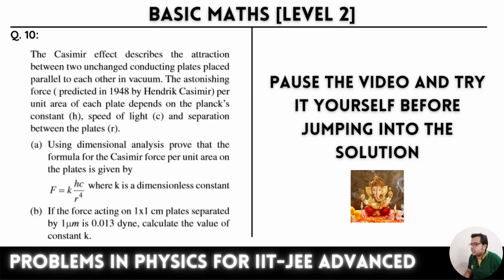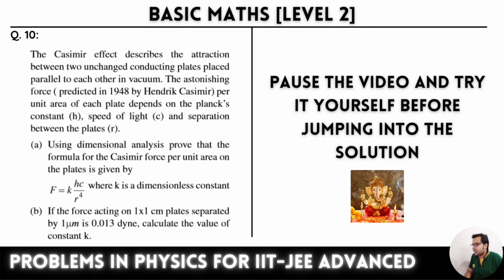The force per unit area of each plate, because there is an attraction, so definitely both the plates will be experiencing a force. So the force per unit area of each plate depends on Planck's constant h, speed of light c, and separation between the plates. So the dependence of force is given on some quantities. Using dimensional analysis, prove that the formula for Casimir force per unit area on the plates is given by this. This you can very easily do. We have done lots of problems like this.